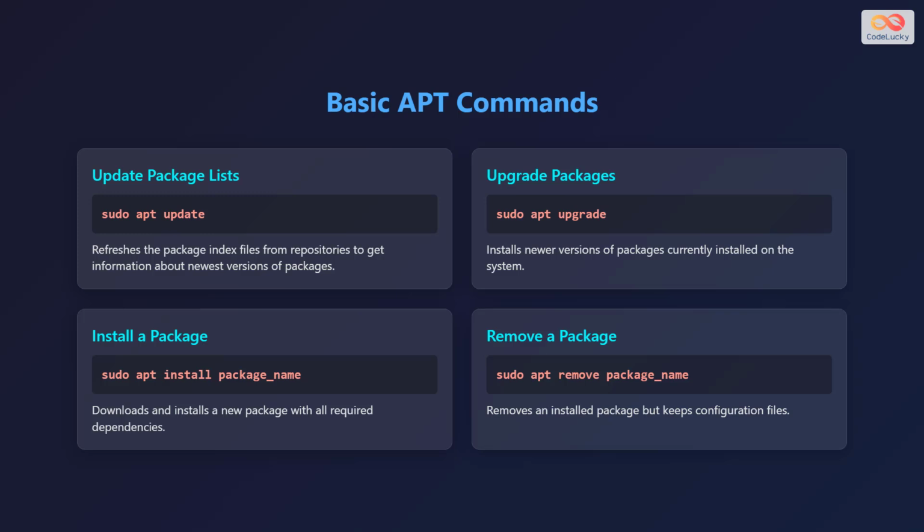Now let us explore some basic APT commands. To update the package lists, use the command sudo apt update. This refreshes the package index files from repositories to get information about the newest versions of packages. To upgrade packages, use the command sudo apt upgrade. This installs newer versions of packages currently installed on the system.